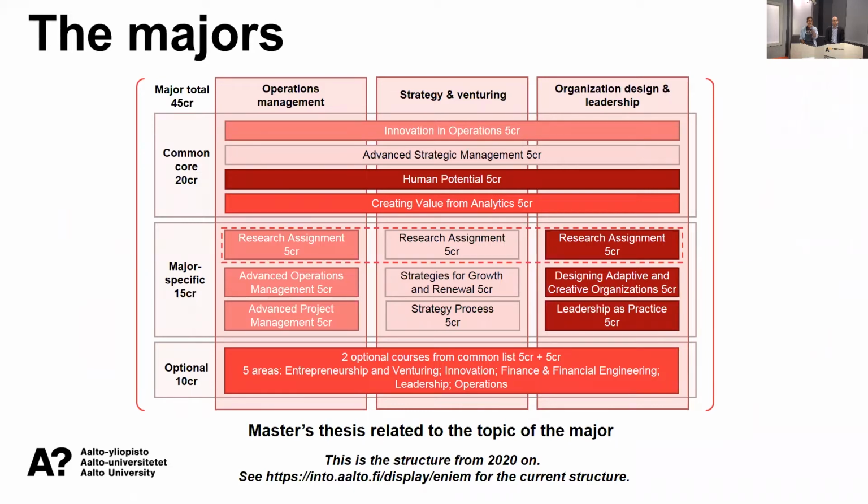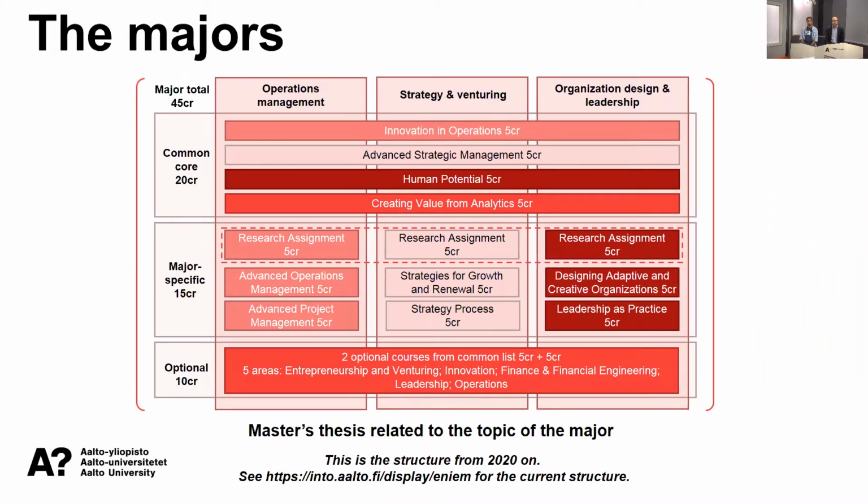So to give you a bit of a deeper insight into the program, here's an overview of the majors and the different options you can choose from and the courses. There are 4 common courses. So there's 1 course from each of the majors that gives more of an introductory perspective on the topic, and then there are major specific courses for each of the majors.